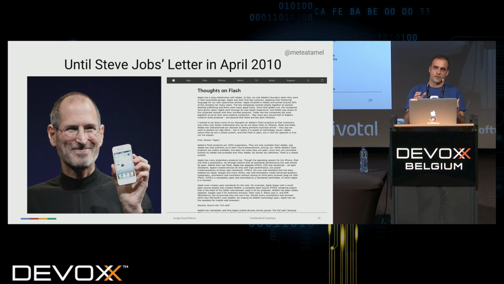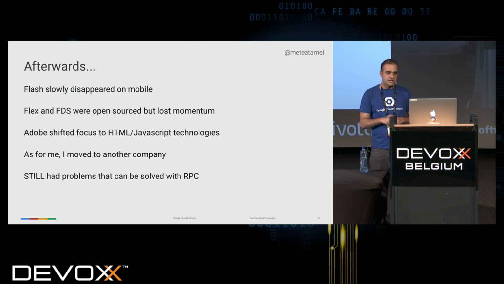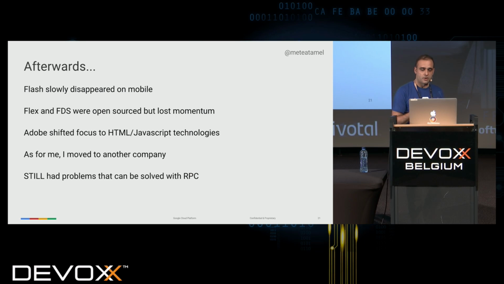and the world was moving from desktop to mobile at that point, so that was a big blow for Adobe and Flex and stuff like that. What happened afterwards is that Flex slowly started disappearing from mobile. The Flex framework and the Flex data services that I was working on were open source, but they really didn't go anywhere. I think they lost momentum. Even Adobe shifted focus from Flash to HTML and JavaScript. And as for me, I moved to another company, working on different problems, not Flash related.